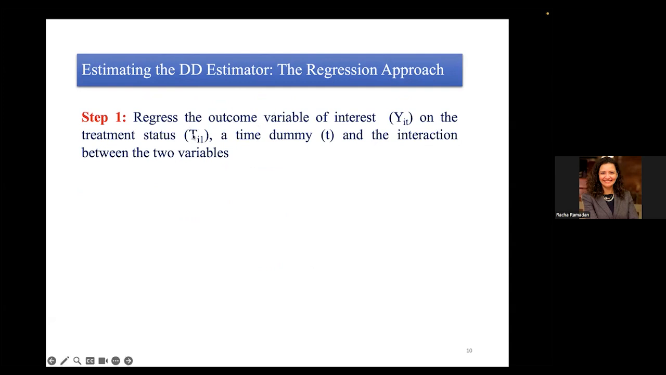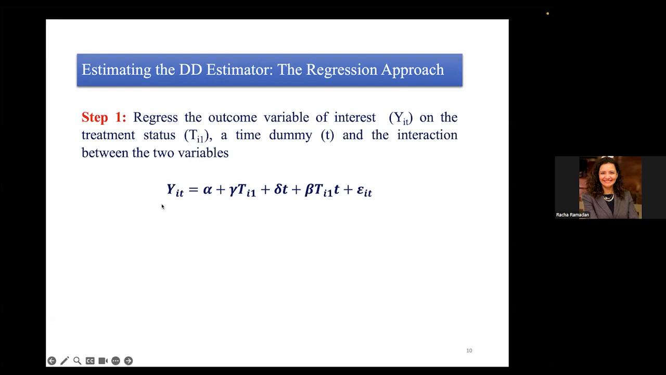We will have a dummy variable for the treatment status, if the individual is treated or not. We will have a dummy variable for the time, for the period before the implementation of the program or after the implementation of the program. And we will have an interaction variable between both dummies, the treatment dummy and the time dummy. So our regression will be like this.